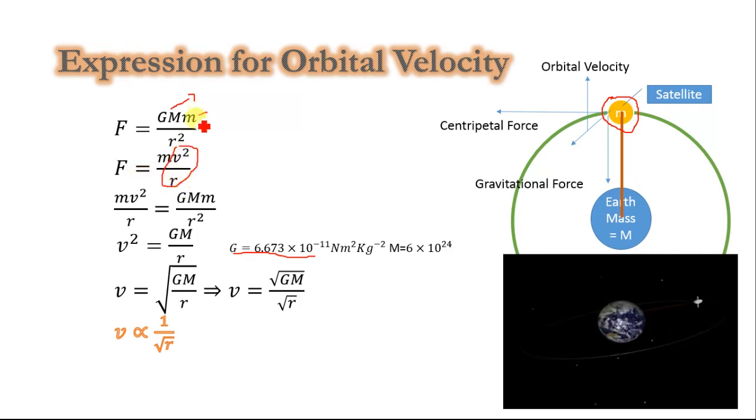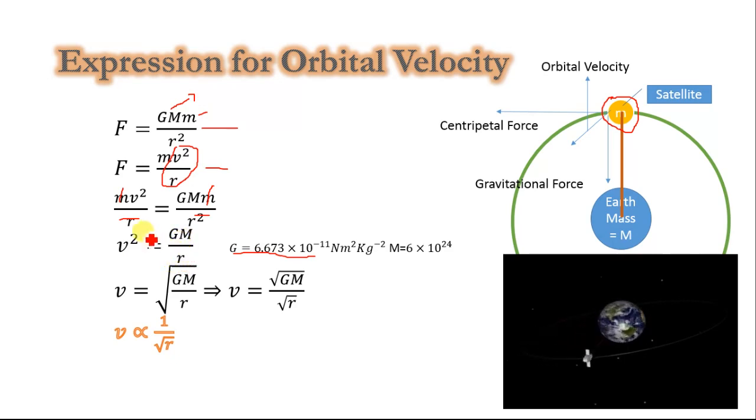Now we compare equation number 1 with equation number 2. mv square by r is equal to GM into m divided by r square. Here in this equation, this m will cancel out with this small m, which is the mass of the satellite. Here r will cancel with r square, and v square will become equal to GM by r.